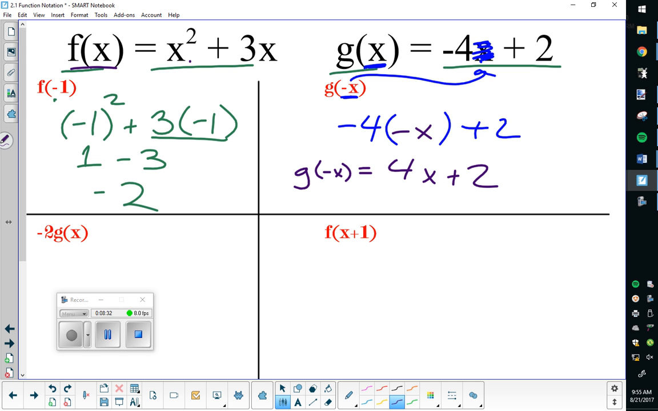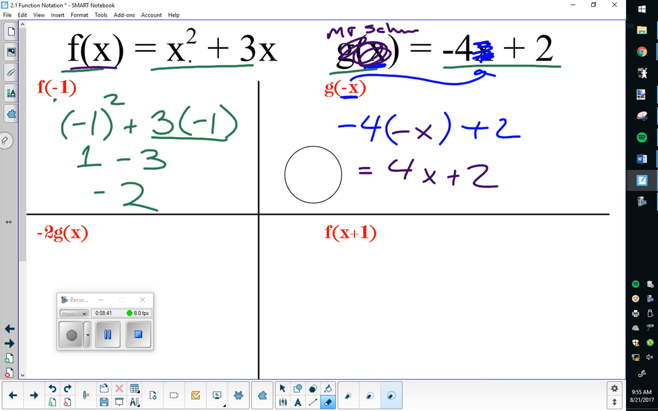All right. That's like saying Mr. Schwanekamp equals. Okay. That's my name. That's where I'm plugging into. It's telling me where to start. Okay. Let's look down at the next one.